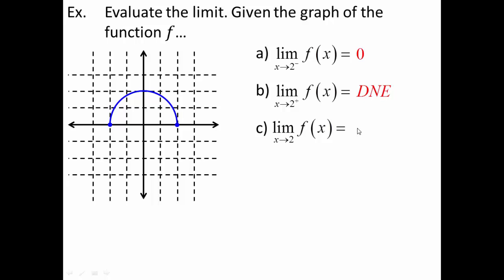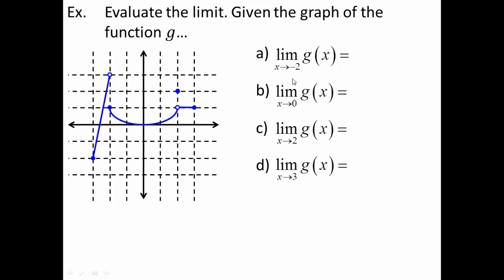Now, to get that full limit as x approaches 2, it's just a matter of looking at these two guys. Are they the same or are they not the same? In this case, they are not the same. This one says 0, that one says D and E, therefore the answer is D and E. There is a left-hand limit for this x value, but there is no full limit at this x value.